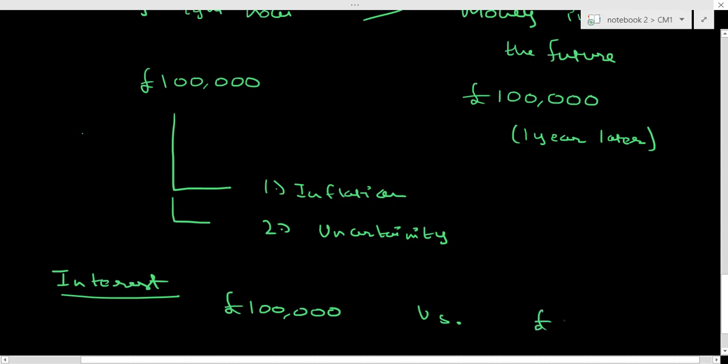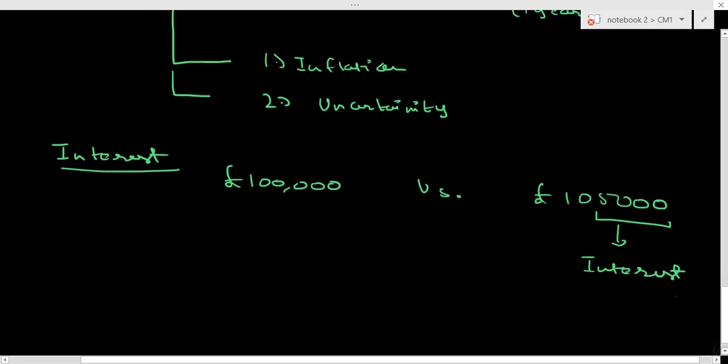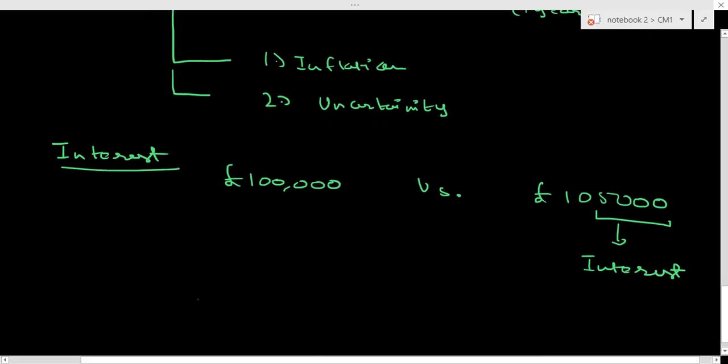Okay. So if you tell me that you will be fine taking 105,000 pounds 1 year down the line instead of 100,000 pounds right now, you will be indifferent between these two options. That is, you want 5,000 pounds extra if I pay you 1 year down the line instead of right now. This extra amount of 5,000 pounds is the interest.